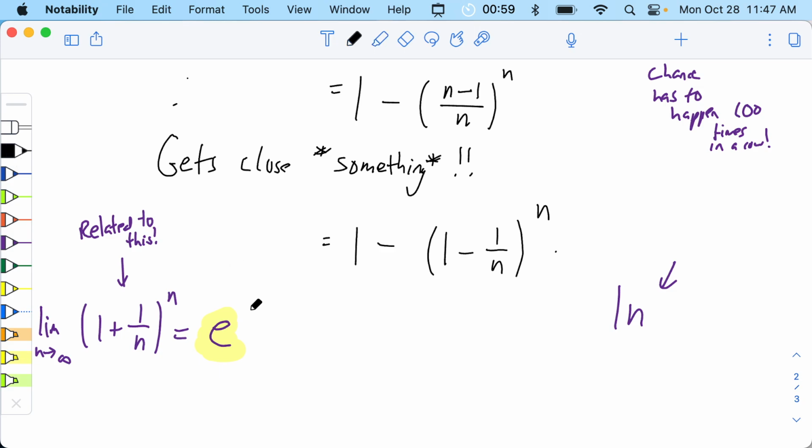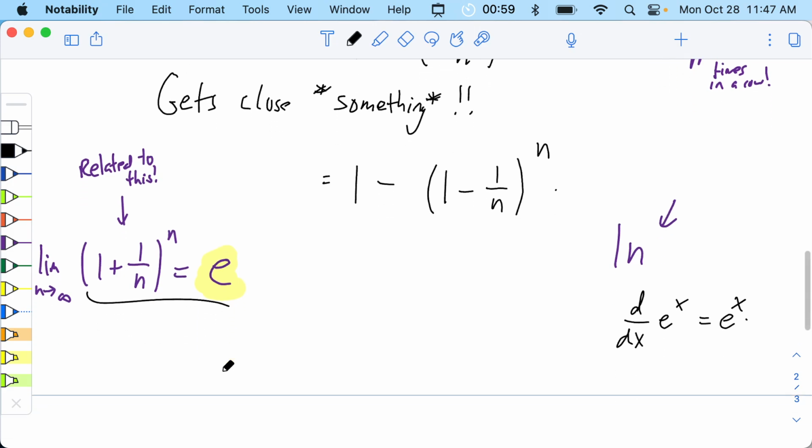And e is an important number. One reason e is important is that the derivative of e to the x is itself. And the derivative being itself is related to this limit. It's all the same thing. Of course, a derivative is a type of limit. It's all related. Okay, that's e. So if you didn't know that about e, then you have no chance of getting this problem.